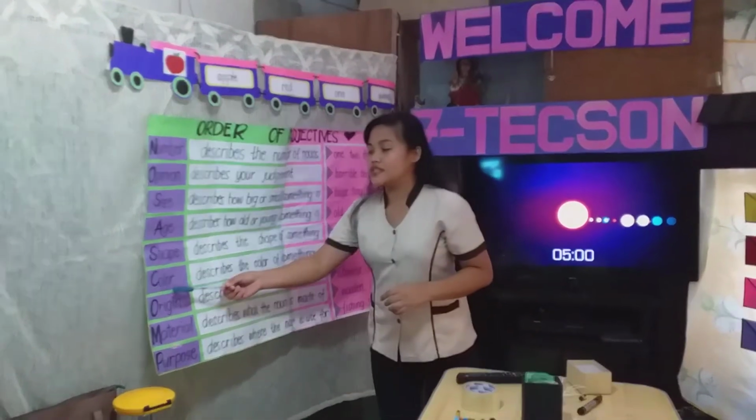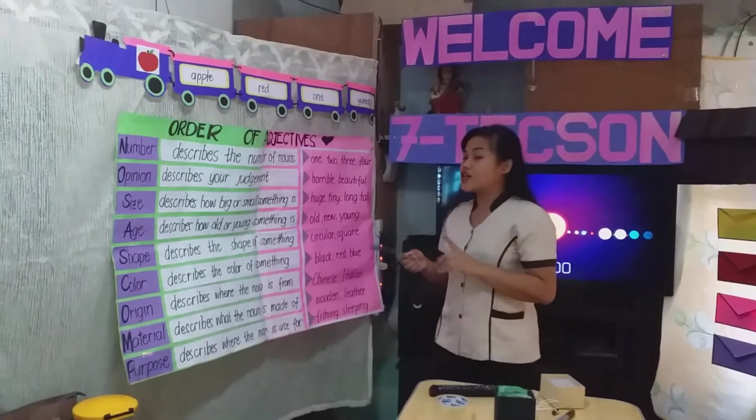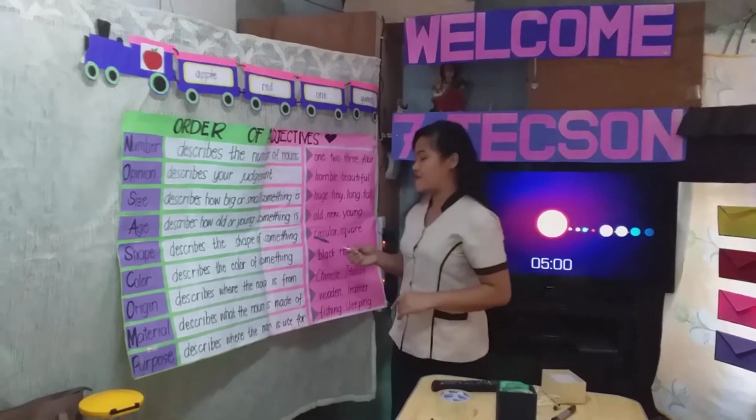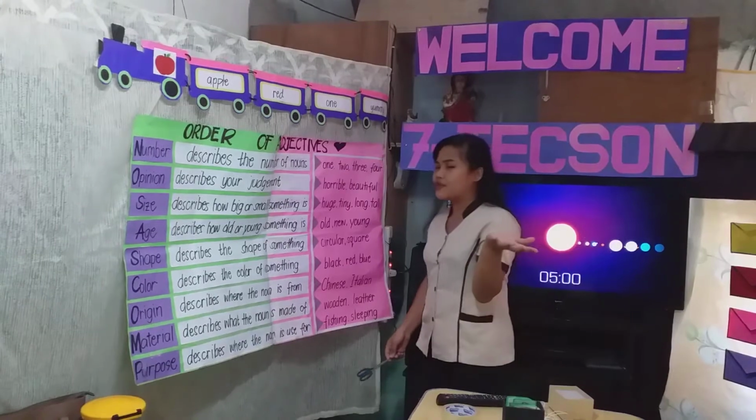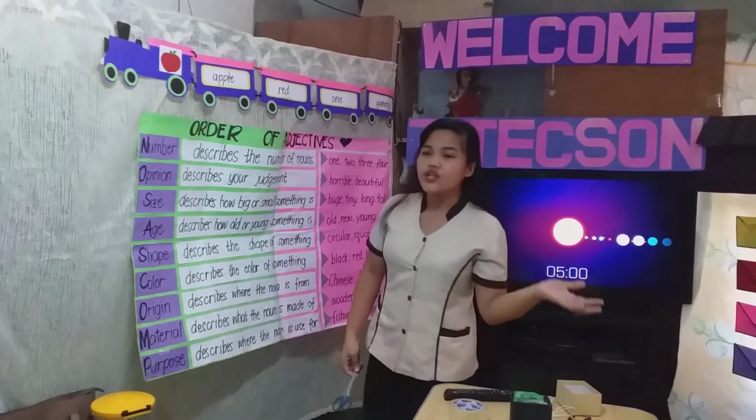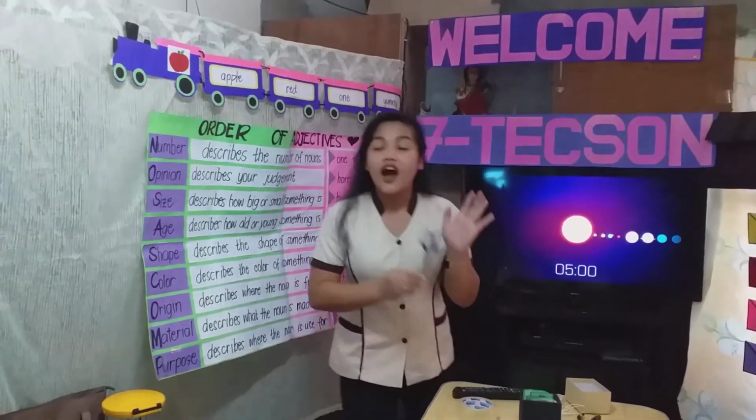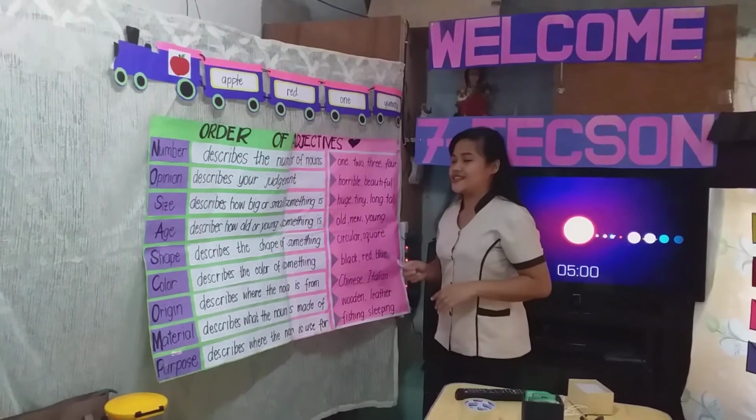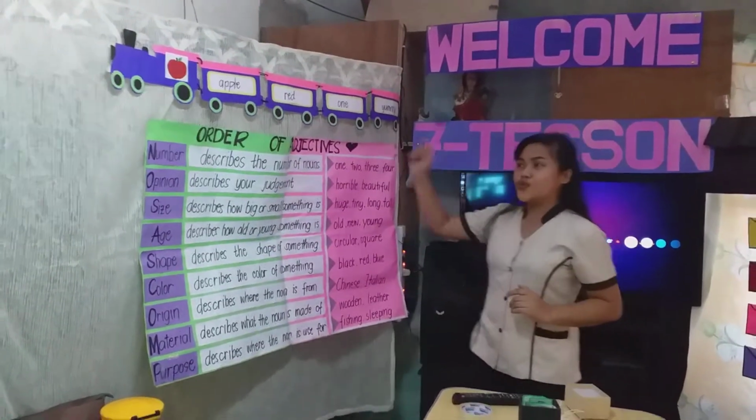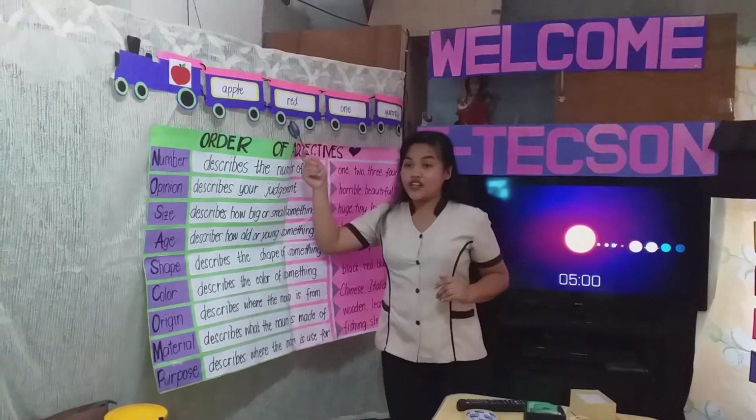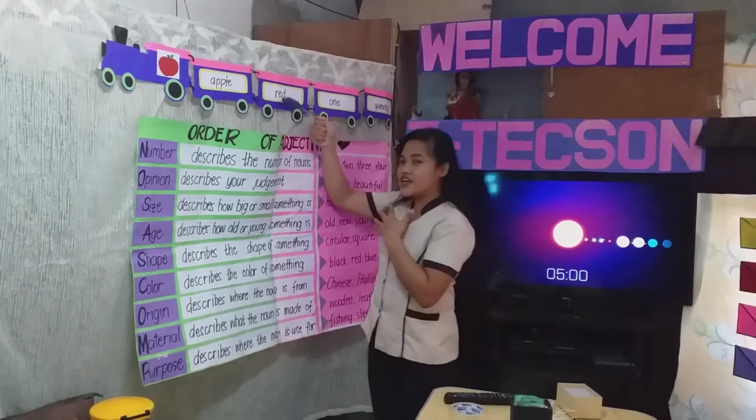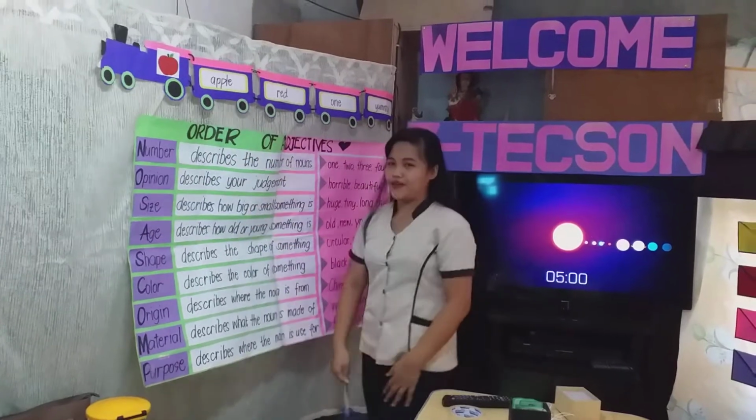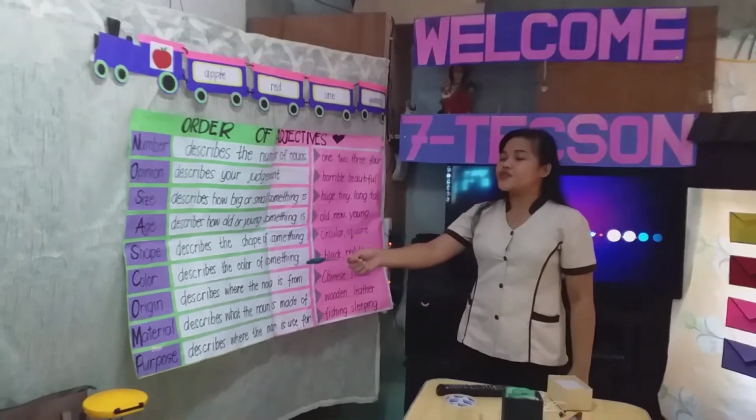Color. So when you say color, it describes the color of something. For example, black, red, blue. Okay, another example of color. Very good. Pinkish, dark, or light. Now, do we have here a color? Yes, very good. Red is the color of the apple. Very good. Next, let's proceed.